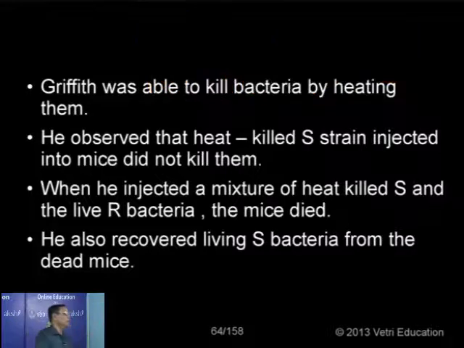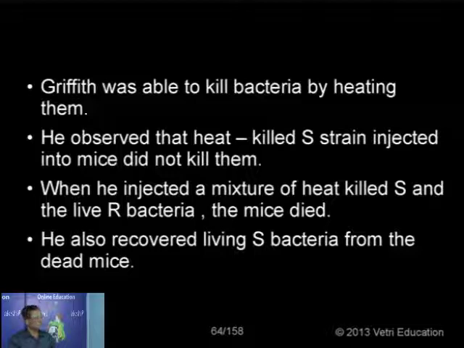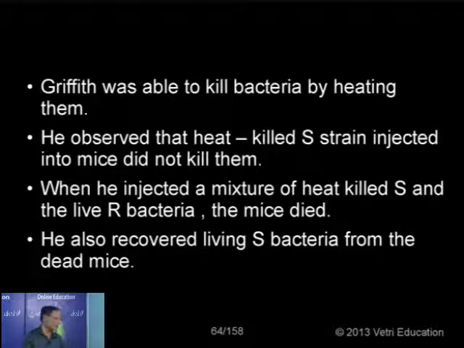Now let's see. So he was able to kill bacteria by heating them, and he observed that the heat killed S strain injected into mice did not kill them. Why? Because it didn't have the mucus coat, the toxin was not available. And in the fourth instance, when he injected a mixture of heat killed S and the live R bacteria, the mice died.